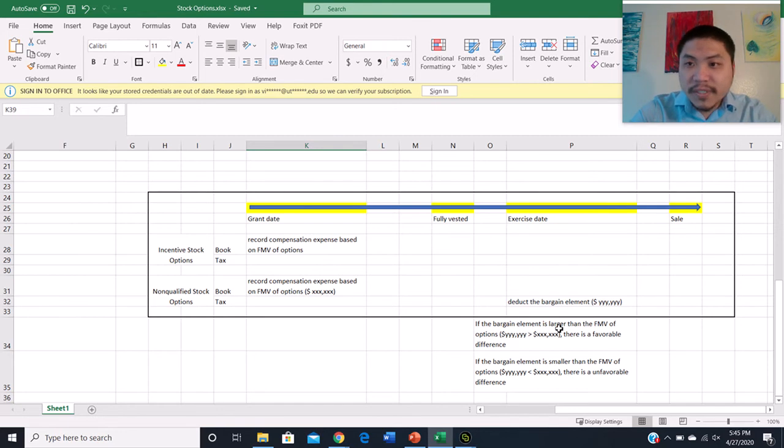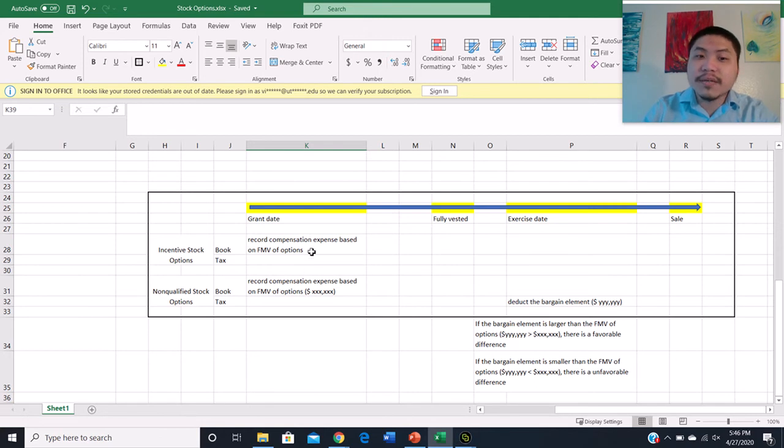So what are the differences between book and tax regarding stock options? Again, depending on the types of option. We know there are two main types of option: the incentive stock option and the non-qualified stock option. So for book purposes, for both types of option, the companies have to record the fair market value, basically the compensation expense, for granting the employee the options.